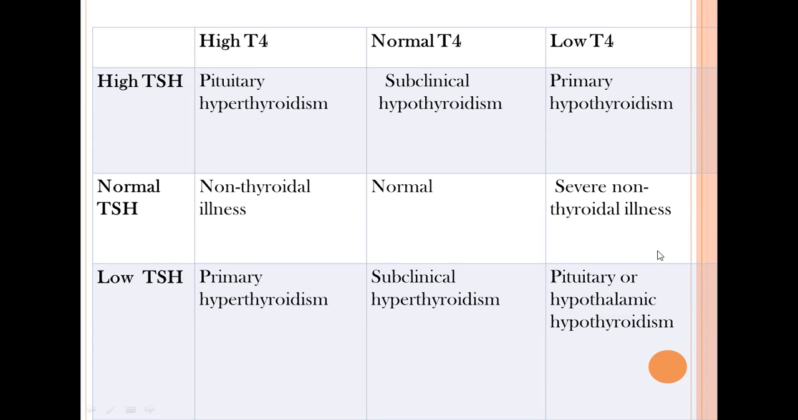If the TSH is normal accompanied by a low T4, in this condition, since the TSH is normal, it is also severe non-thyroidal illness or the sick euthyroid syndrome. So if the TSH is normal and we have any abnormality in the thyroid hormone, it is euthyroid syndrome. If TSH is normal and the T4 is normal, the patient is normal. And in the last condition, when the TSH is low and the T4 is high, this is a classical primary hyperthyroidism.